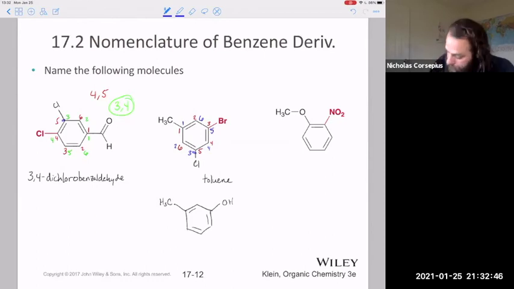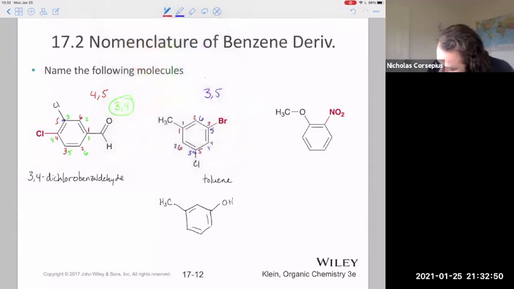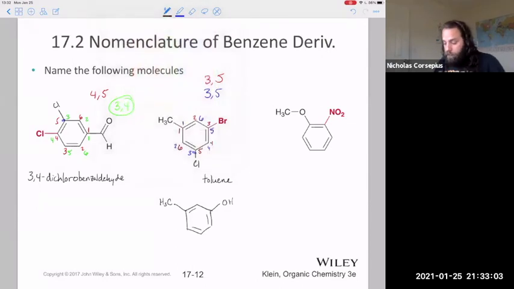So in the blue numbering scheme, it's a 3, 5. And in the red numbering scheme, it's a 3, 5. Okay, so now which one are we going to pick? Remember, if it's a tie, that's when you go to alphabetical order. So because bromo comes before chloro, it's going to be 3-bromo-5-chlorotoluene.